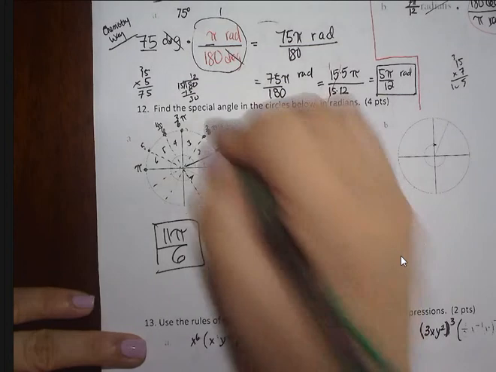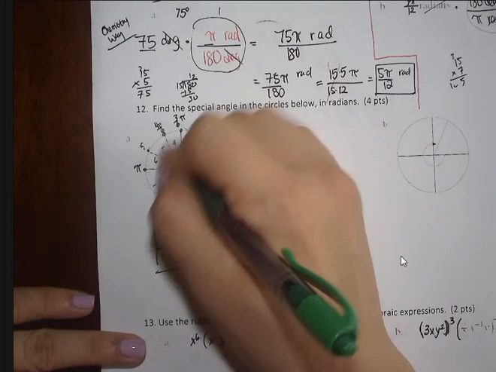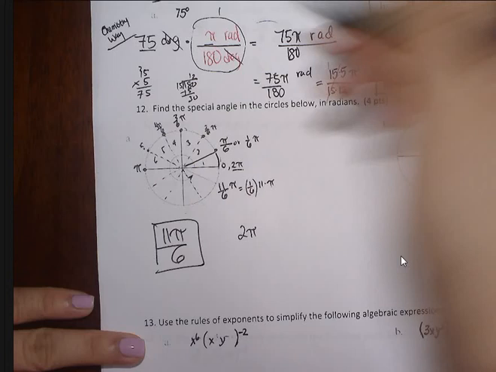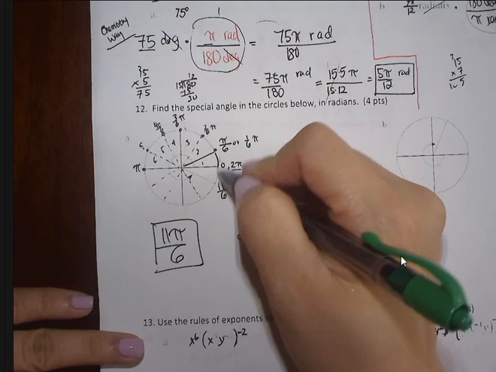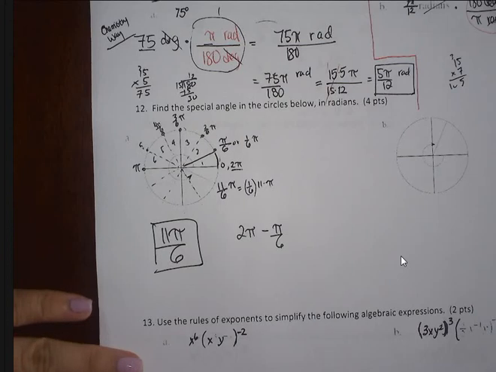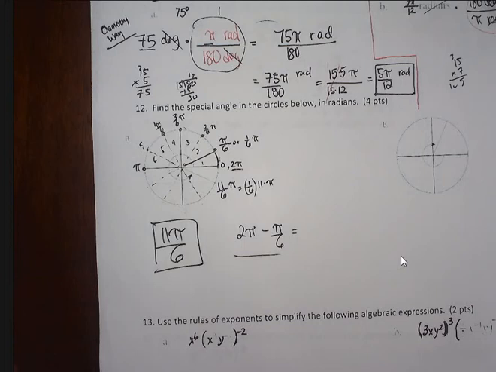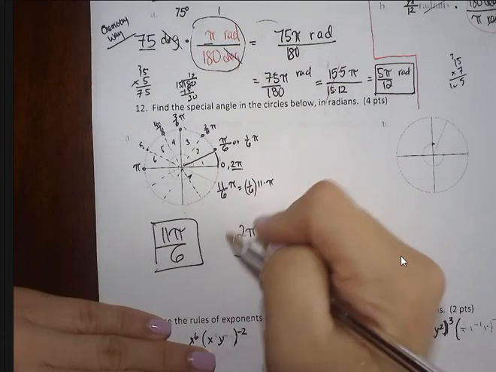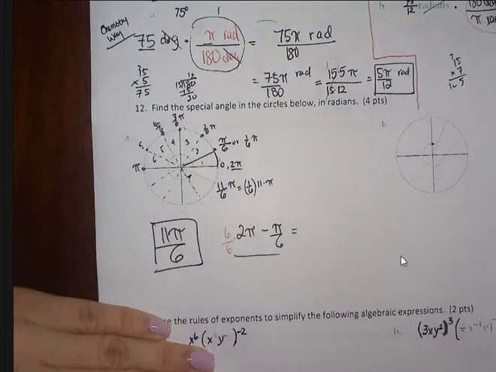Well, if I want to combine that, we need a common denominator. So that's really going to be 12 pi over 6. Because if I had gone the full way, this would have been 12 pi over 6, which reduces to 2 pi. The full circle is 12 pi over 6, minus the 1 pi over 6, which is 12 pi minus the 1 pi is 11 pi over 6.